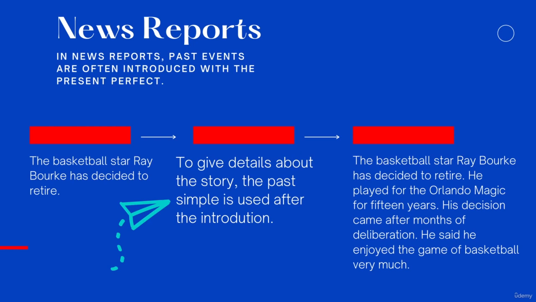Let's read a little bit of this news. The basketball star Ray Bourque has decided to retire. He played for the Orlando Magic for 15 years. His decision came after months of deliberation. So you can see after the introduction, it switches into the past simple.